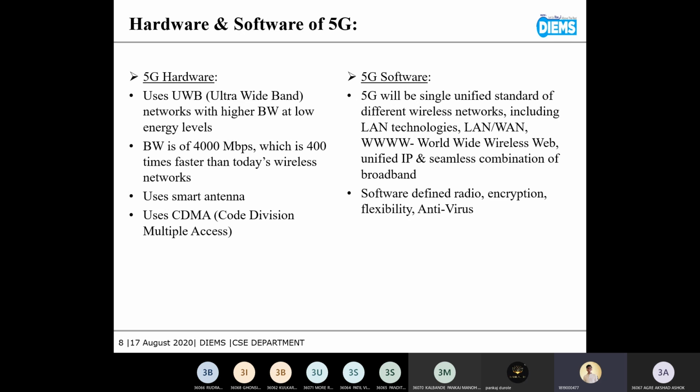5G software. 5G software will be a single unified standard of different wireless networks, including LAN technologies, LAN, WAN, WWW, World Wide Web, unified IP, and seamless combination of broadband. Same as 4G, it will use all those LAN, WAN, standard different wireless networks and World Wide Web networks for seamless combination of broadband, software-defined radio, encrypted flexibility, and antivirus.